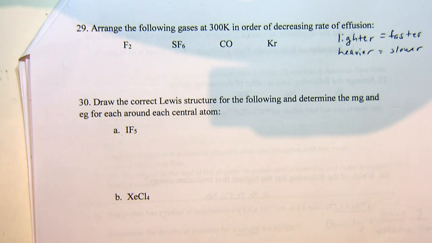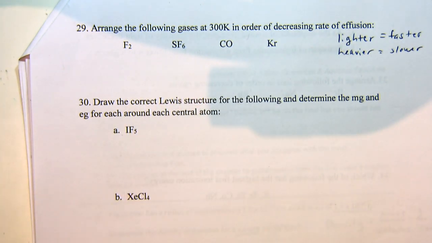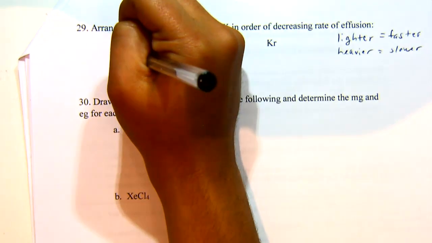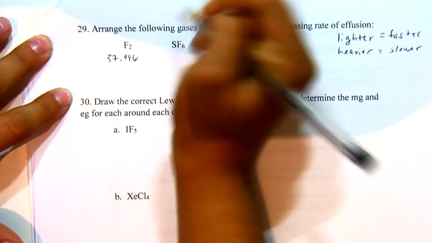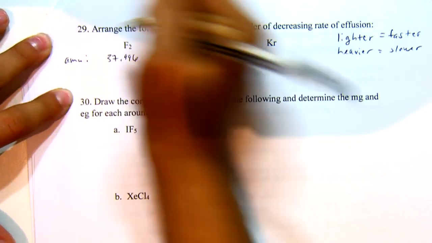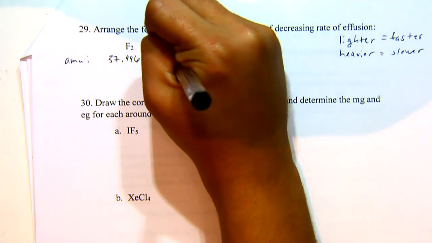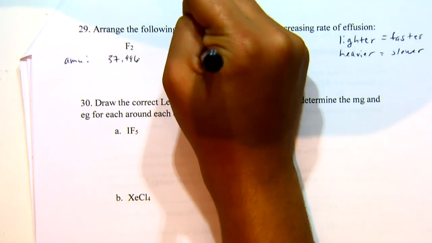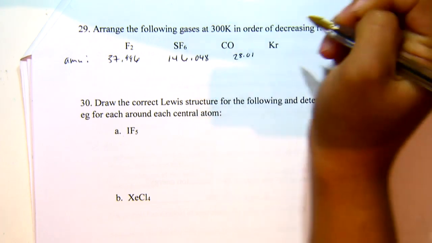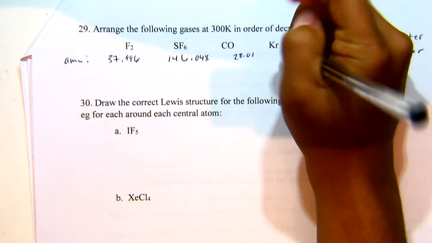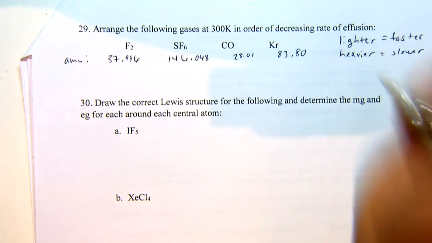what you would have to do going through this is get the molar masses for each of these compounds. So we know the diatomic fluorine is going to have 37.996. These are all going to be in AMU. SF6 would be 146.048. CO would be 28.01. And then I'm pretty sure that's krypton, is 83.80.